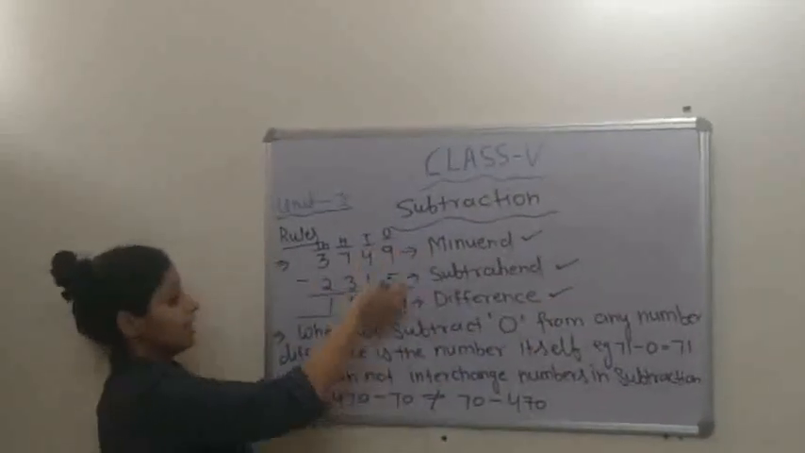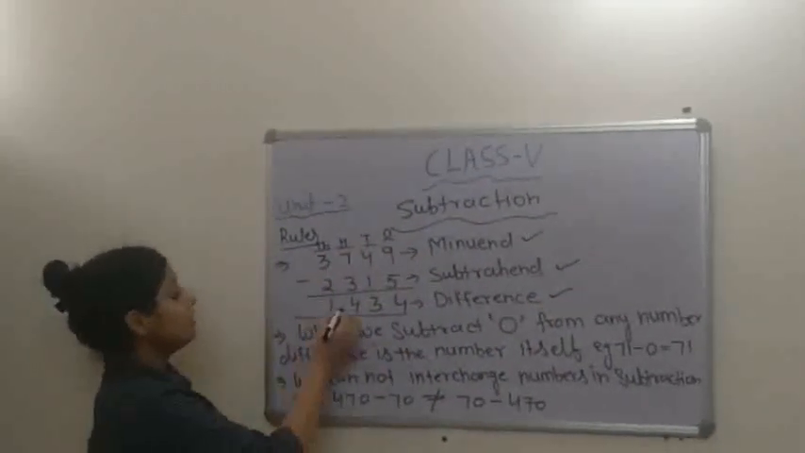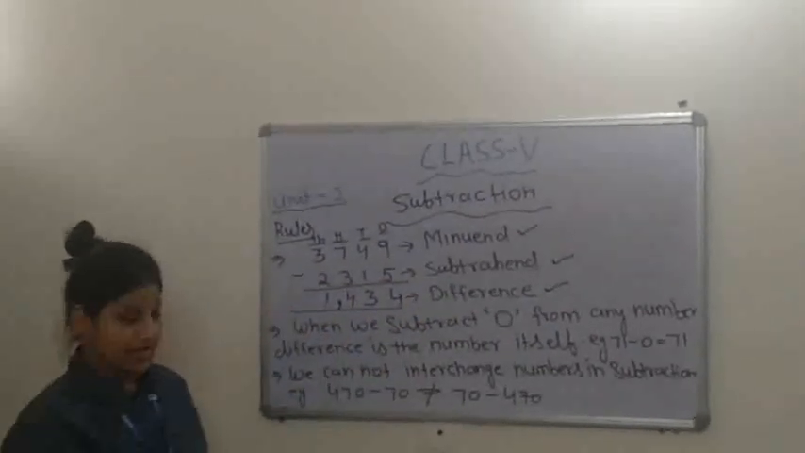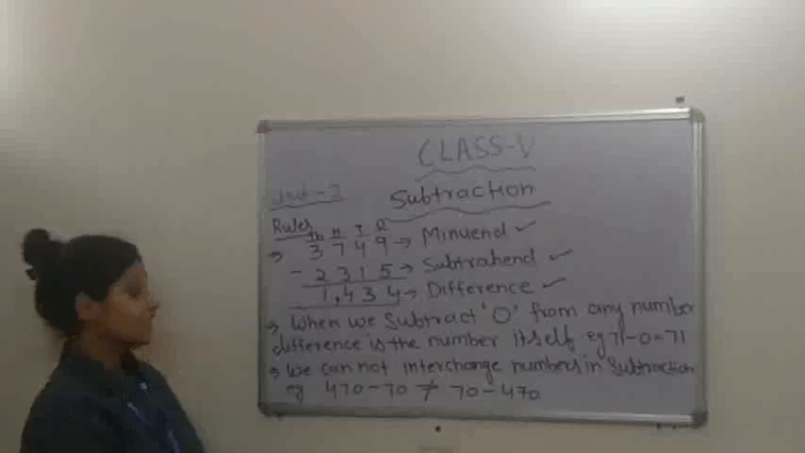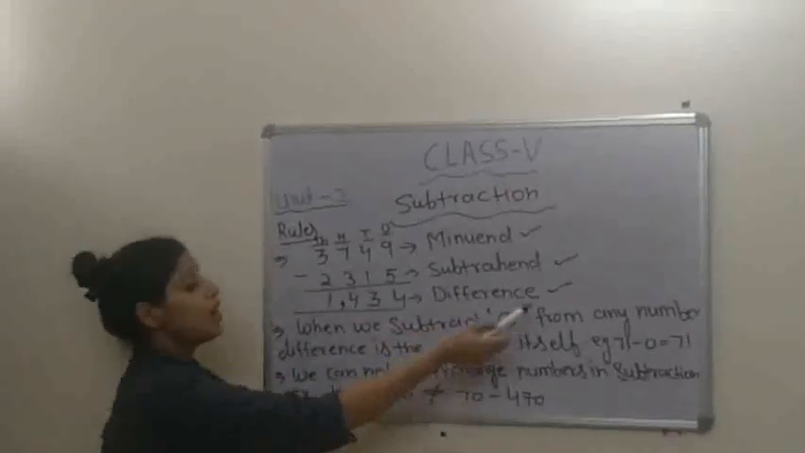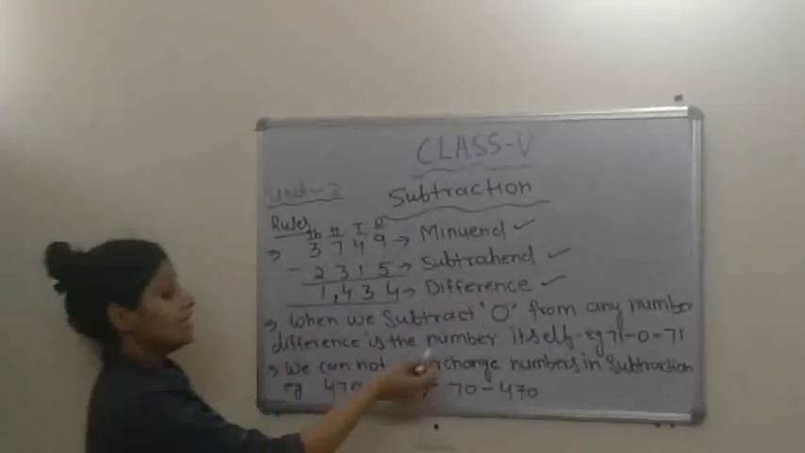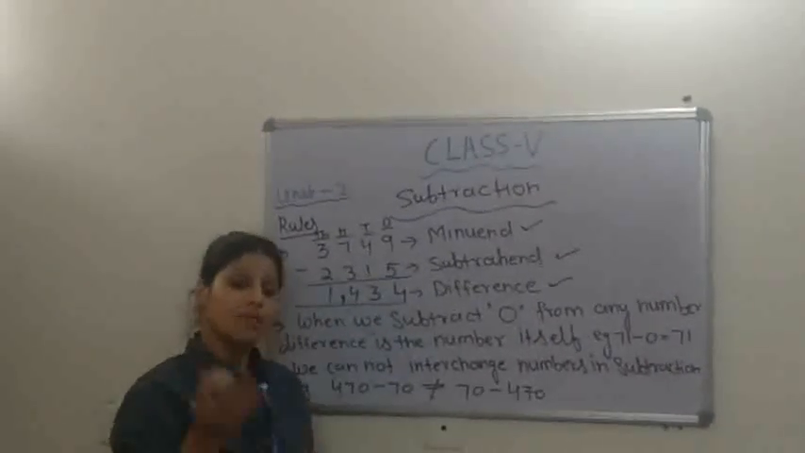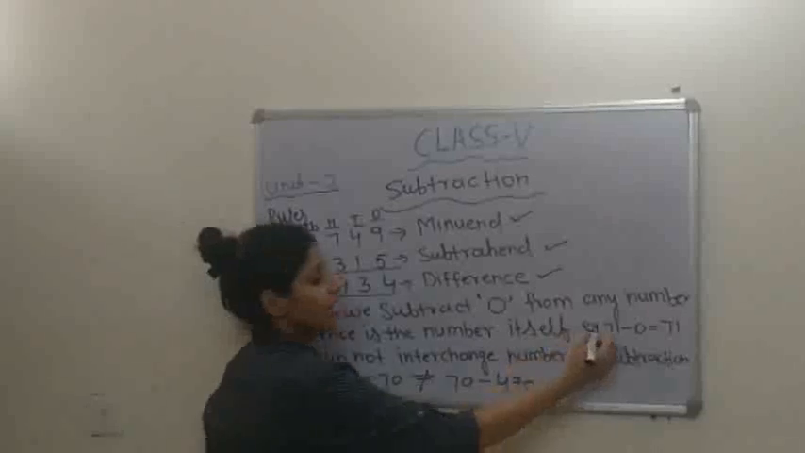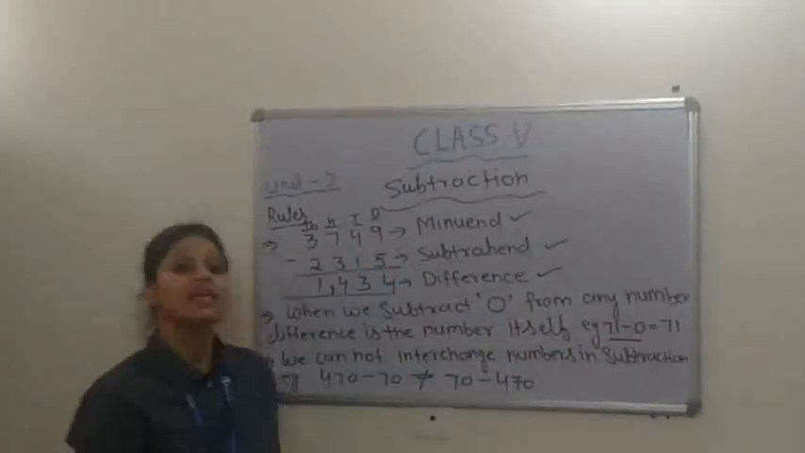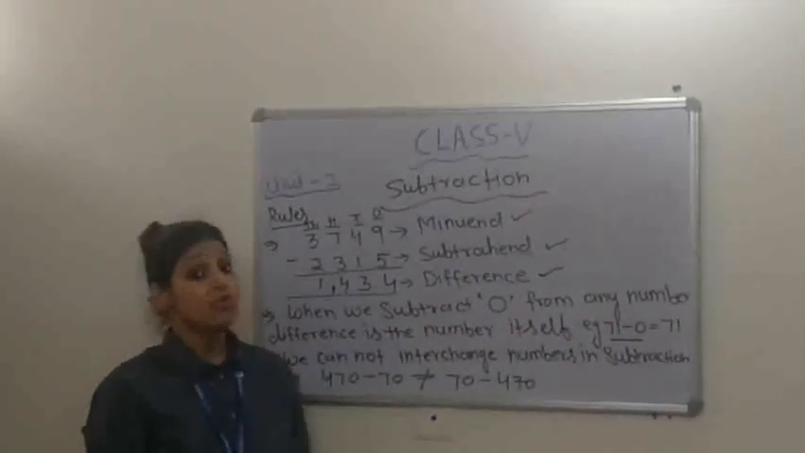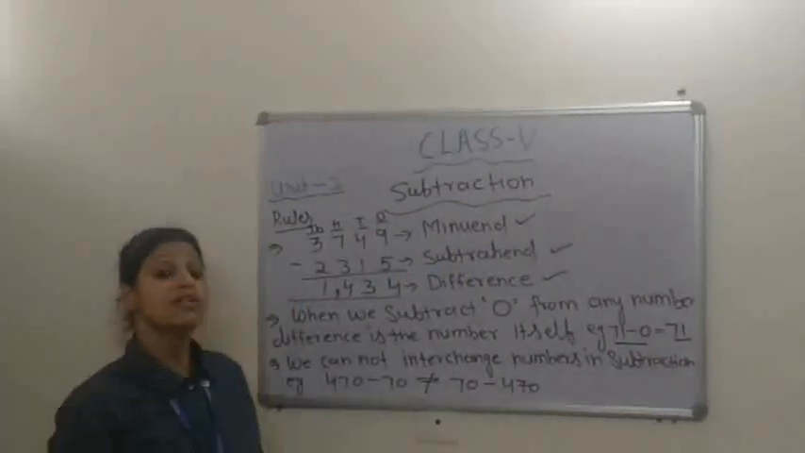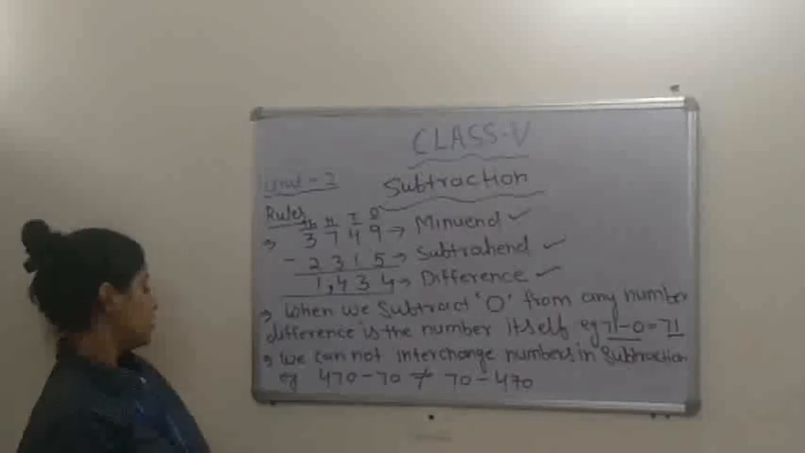So, when we subtracted these both numbers, we got 1,434 as the difference. Now, the next rule says, when we subtract 0 from any number, the difference is the number itself. I mean to say, when you subtract 0 from any number, for example, I have taken here 71. If I subtract 0 from 71, the difference will be 71 itself, or the number itself.